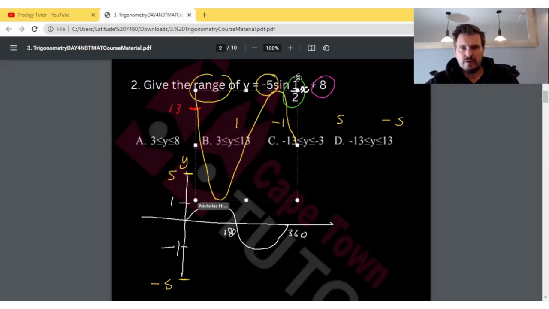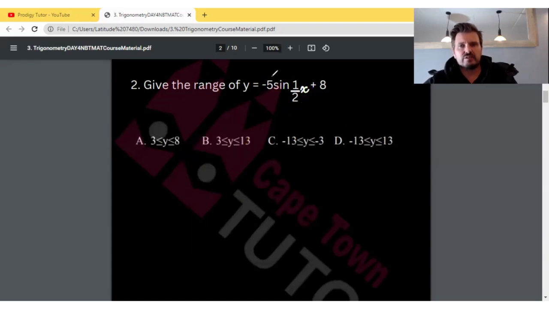Okay, so it might have been trickier to explain visually, but I wanted to do it visually, but also algebraically. What did we do there? The -5 changes the normal range by 5, meaning that we went from 5 to -5. And then the 8 means you just add 8 to both.